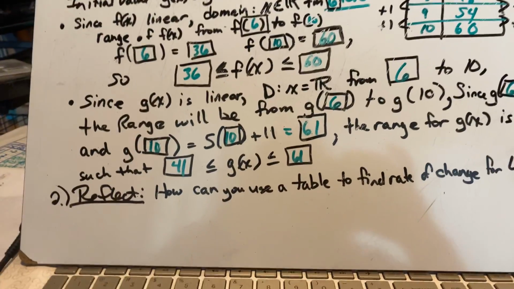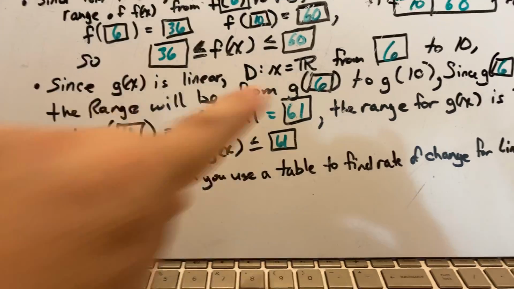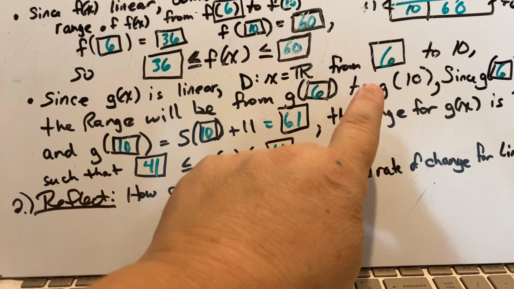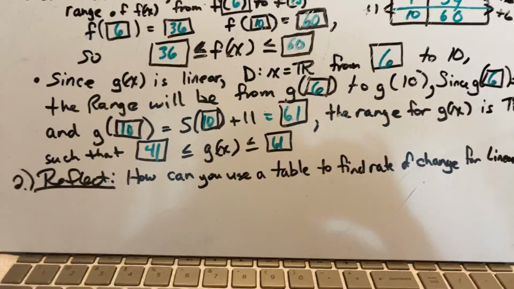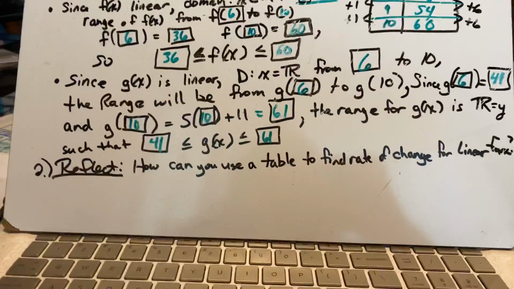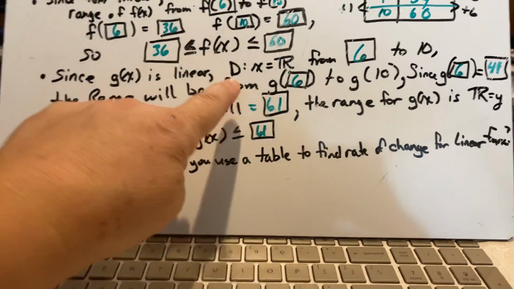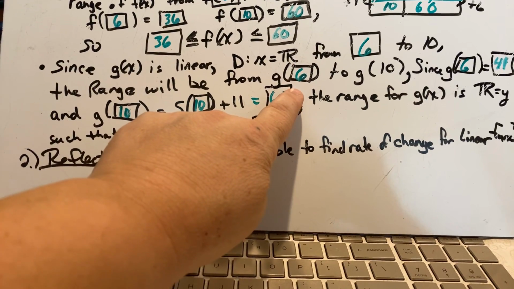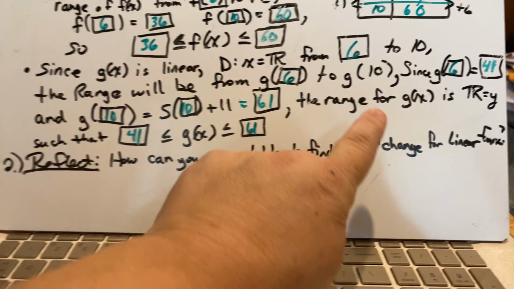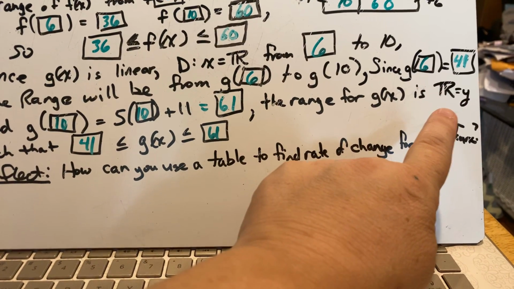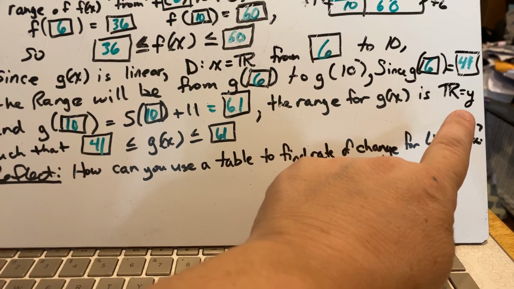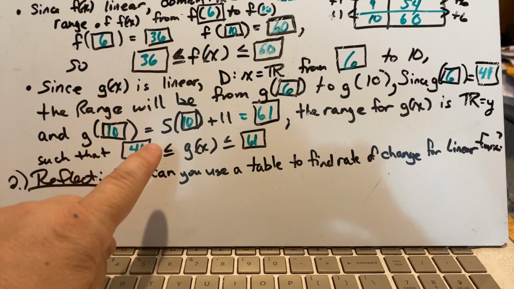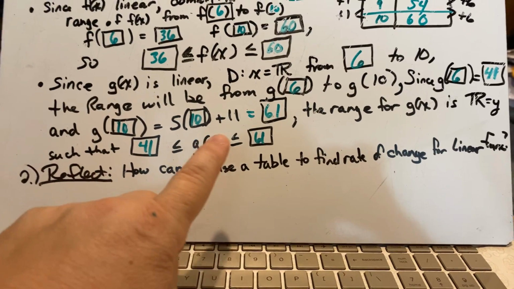Since g of x is linear, the domain is x is equal to all real numbers, but we're restricted to go from 6 to 10. Again, that was given information. It is a restricted domain. The range will be g of 6, because again, that's my smallest entry in the domain, to g of 10. Since g of 6 equals 41, and g of 10 will equal 5 times 10 plus 11, which equals 61.